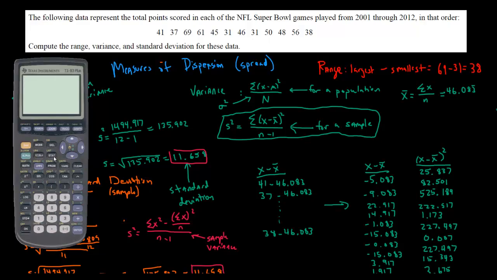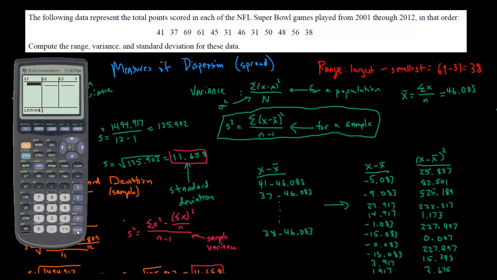We have to go to the stat menu. So don't hit second or anything, just hit stat. And see here, we can edit a list with that first option. So you want to do the first option and see we have list 1, we have list 2, list 3. I think there's up to 6 lists on a TI-83. What you want to do is enter all these numbers, and the first list is fine. We'll just use the first one.